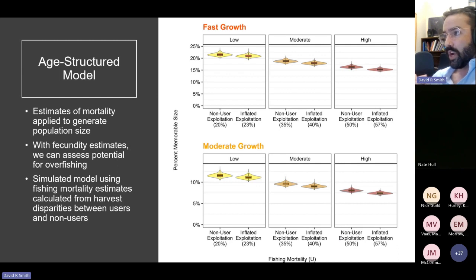This isn't to say that we're not going to see any potential effects on the crappie populations relative to increased fishing mortality. Shown here is the proportion of memorable size crappie, or 12-inch crappie. And you can see that as you increase exploitation, you do see an effect on the proportion of memorable sized fish, which can really affect angler satisfaction. It is important to understand as we think about how populations might change with potential increases in fishing mortality.